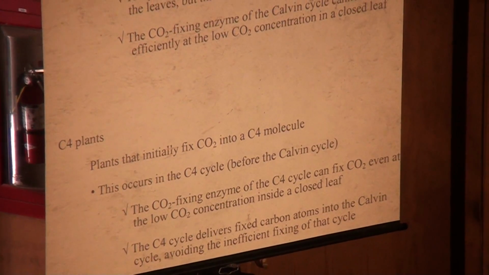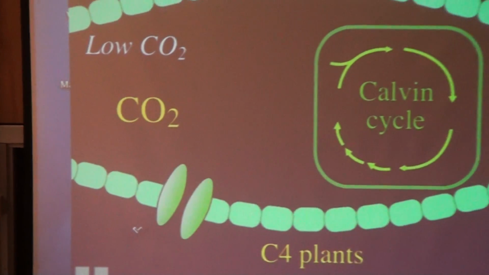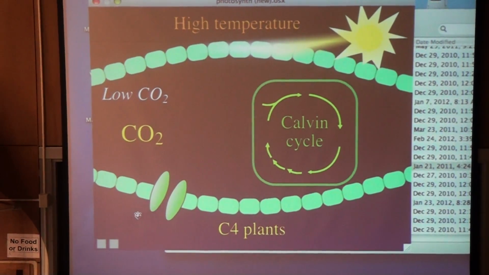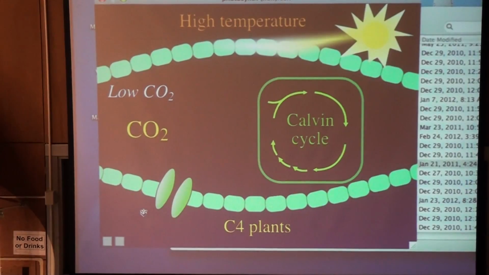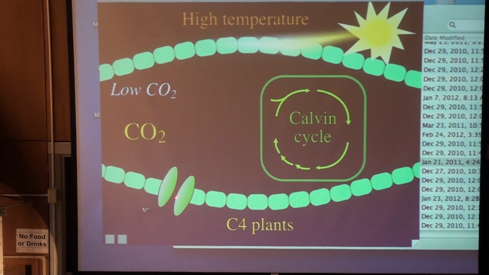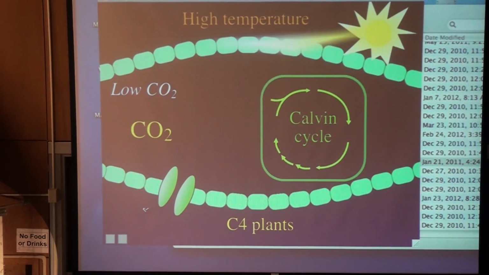All right, so let's see how these C4 plants do when the weather gets hot. In the C4 plant, you still have to close your stomata. So the guard cells still get bigger, so you get a very, very tiny gap in the stoma. So you still end up with a low carbon dioxide concentration inside the leaf. That part hasn't changed.